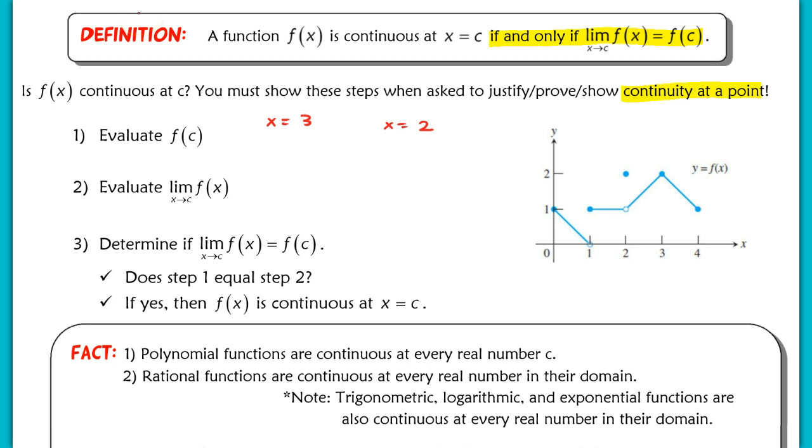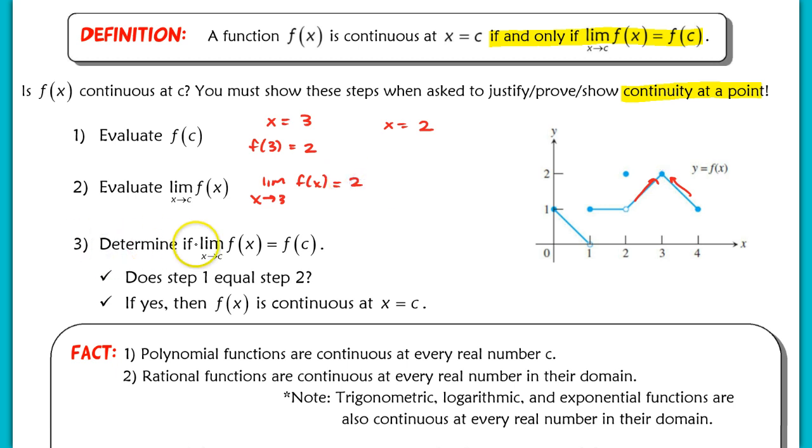Our first step here is to evaluate our function at x equals 3. At x equals 3, we see that our function is equal to 2. So f of 3 is 2. We also want to evaluate the limit of f of x as x approaches 3. In this case, for the limit as x approaches 3 of our function, we can see that the values from the left and from the right approach 2.